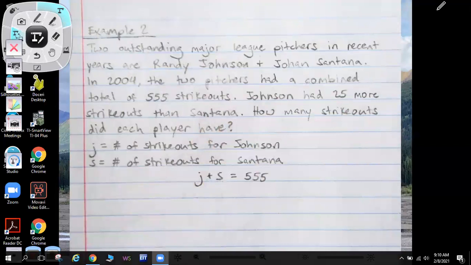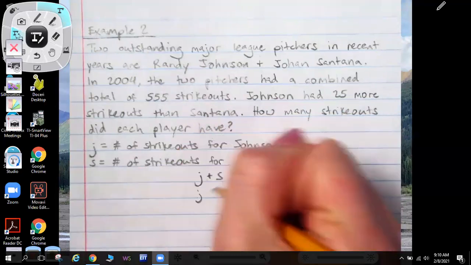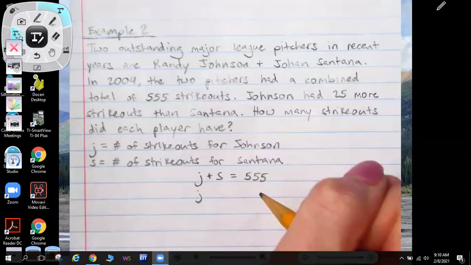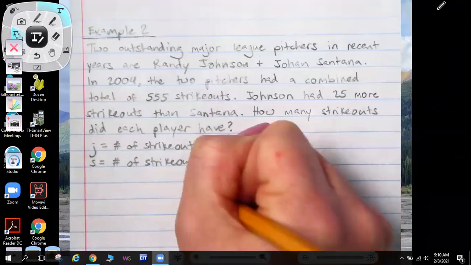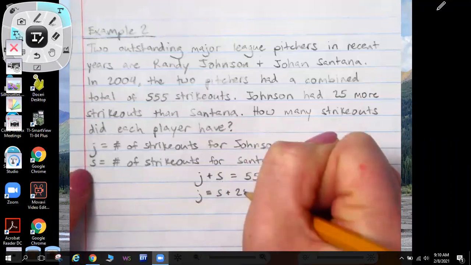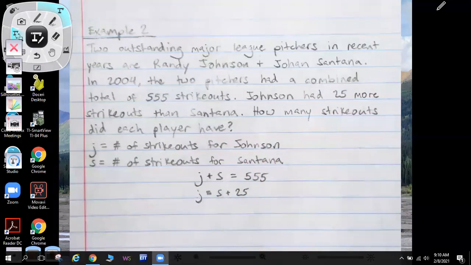It also tells us Johnson had 25 more strikeouts than Santana. So if we take the number of strikeouts that Johnson has, that's equal to the number of strikeouts Santana had plus 25. So you take the number that Santana had and you add 25, that's how many Johnson had.